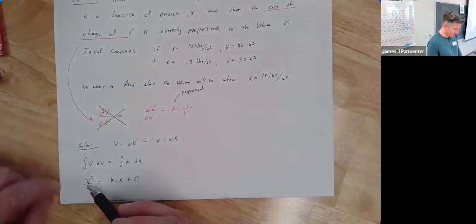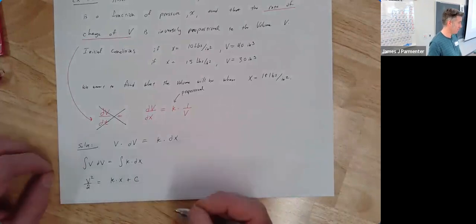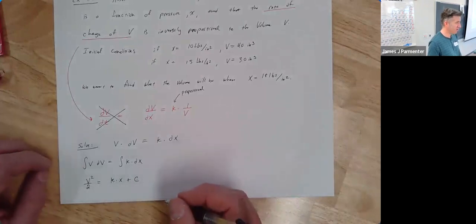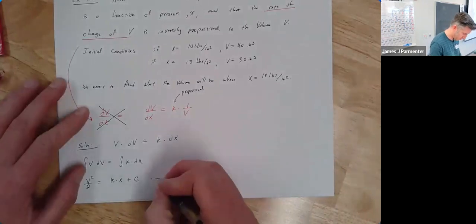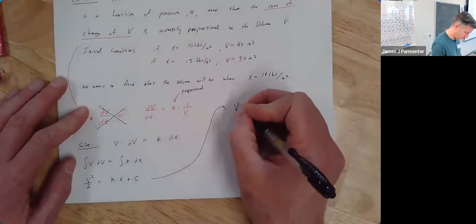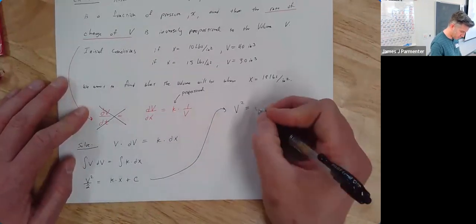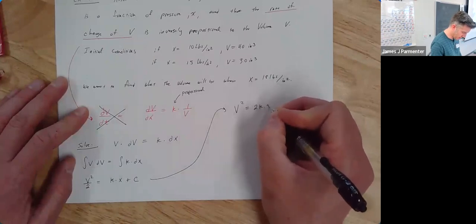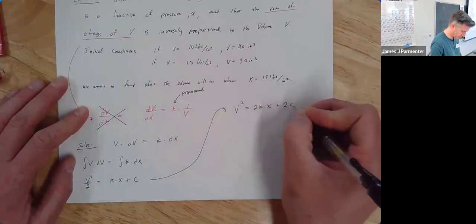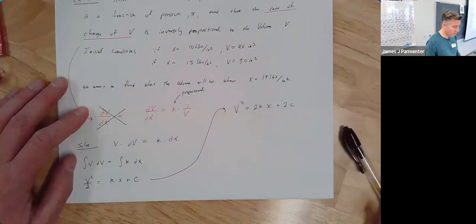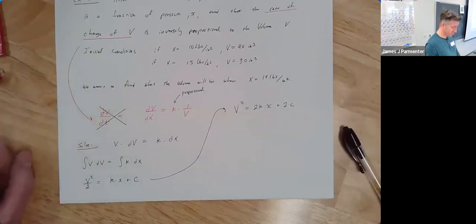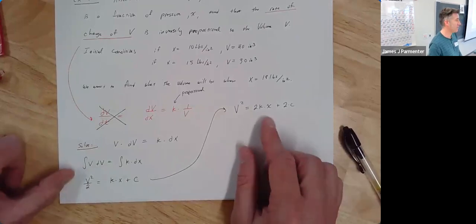So I feel like what I would want to do is multiply both sides by 2 first. But I don't want to take the square root. And here's why. So V squared is equal to 2 times K times X plus 2 times C. Most people, though, probably wouldn't have written that. Most people probably would just write V squared equals KX plus C.